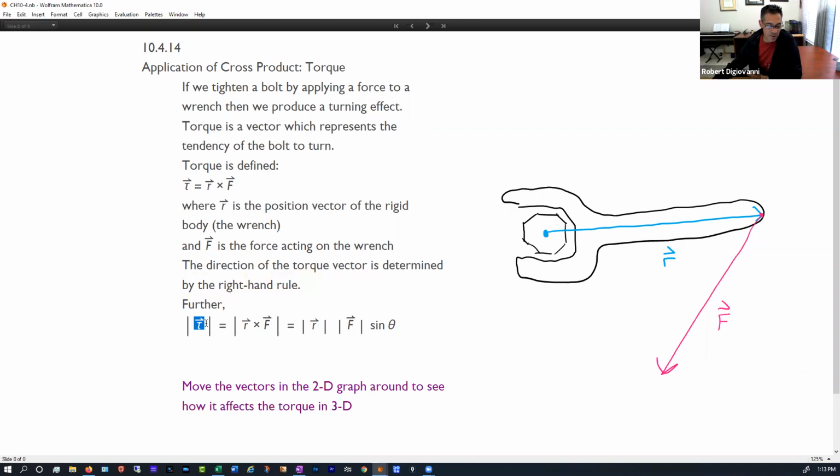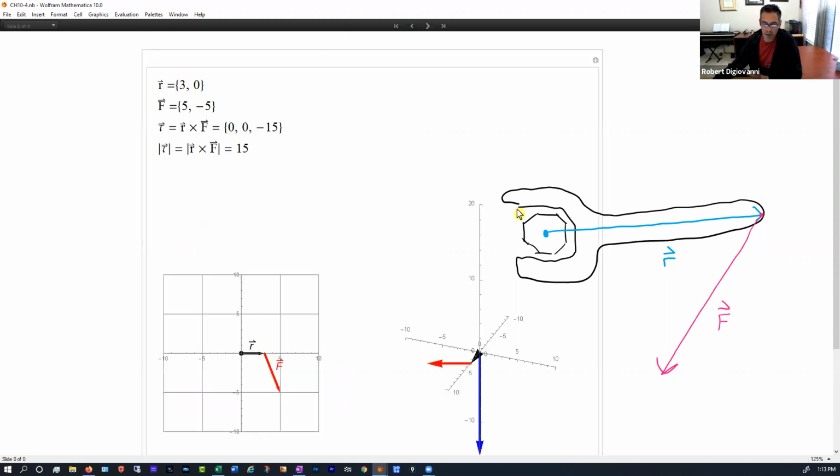Further, the magnitude of the torque is just the magnitude of the cross product of those two vectors, which we know is this. Now, where does that in blue come from? That comes from a formula at the end of last class, that the magnitude of the cross product of two vectors is just the magnitude of the first vector times the second vector times sine of the angle between them. So that's from last class. I never proved that formula to you, but I told you to take it on faith. So let's get to an animation.